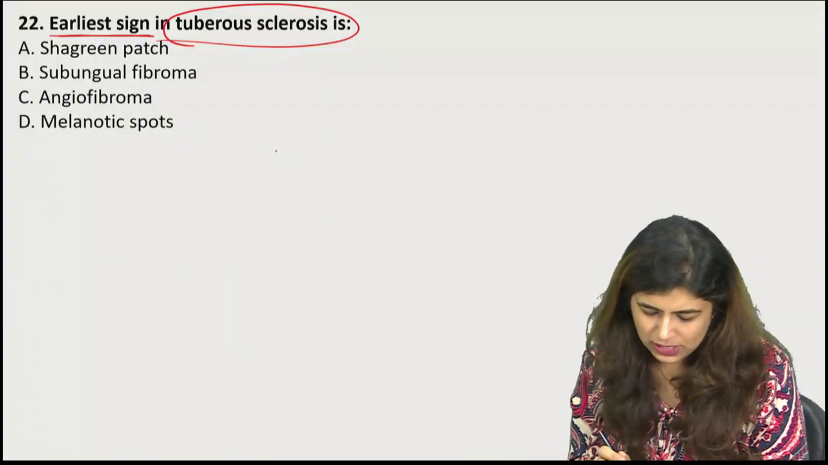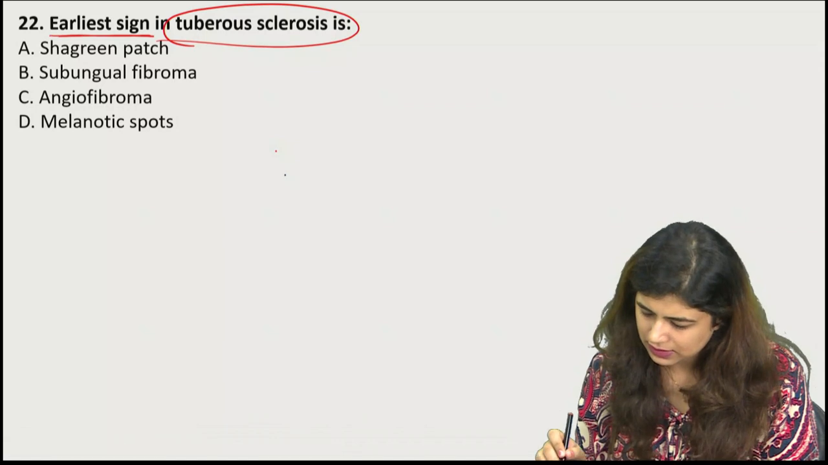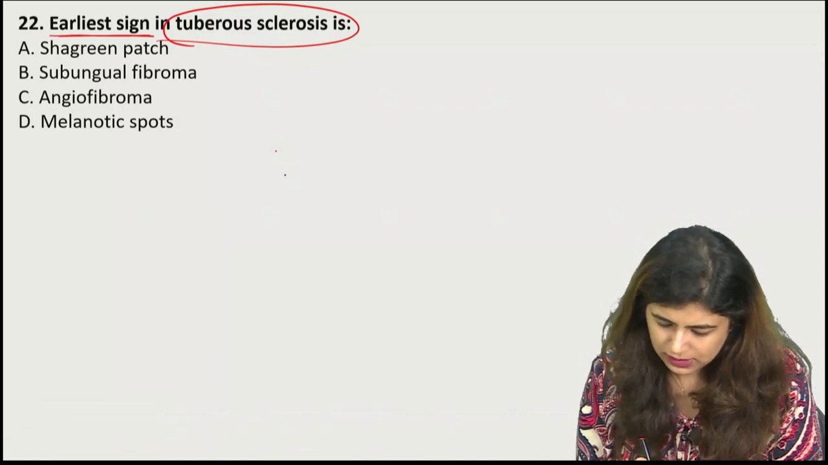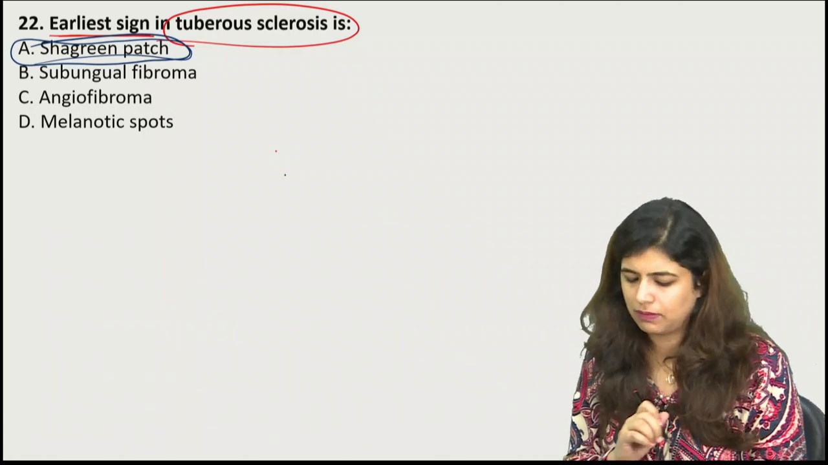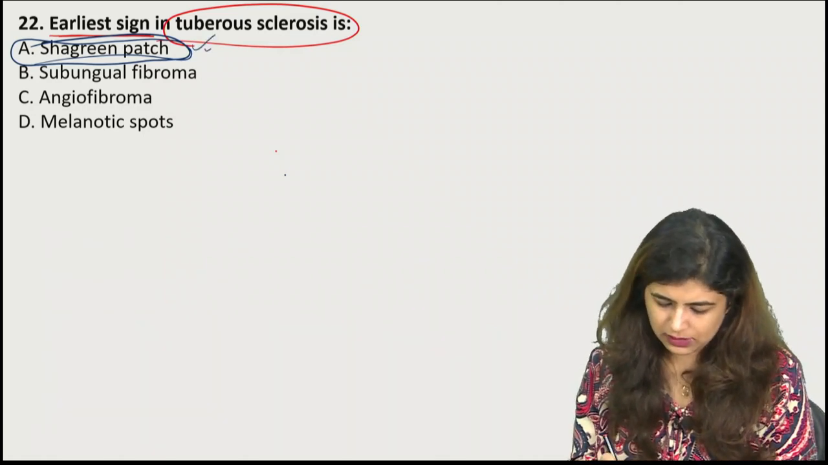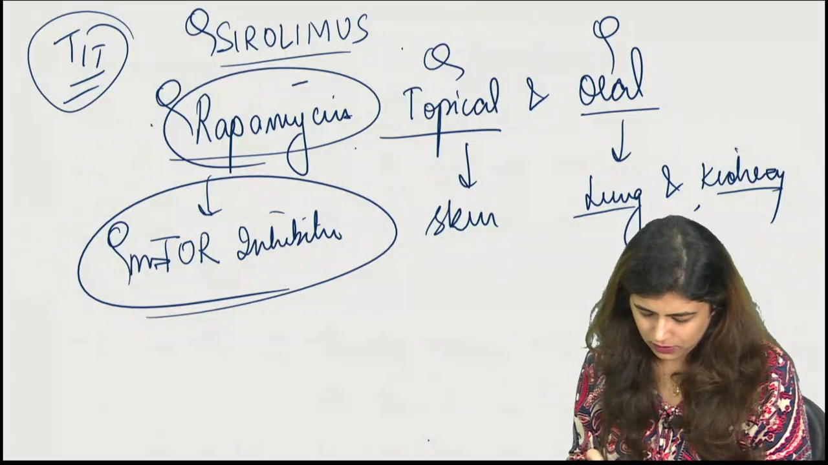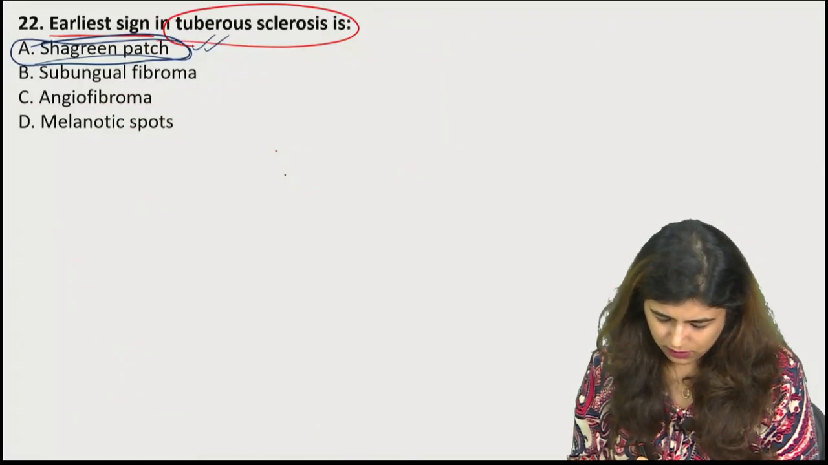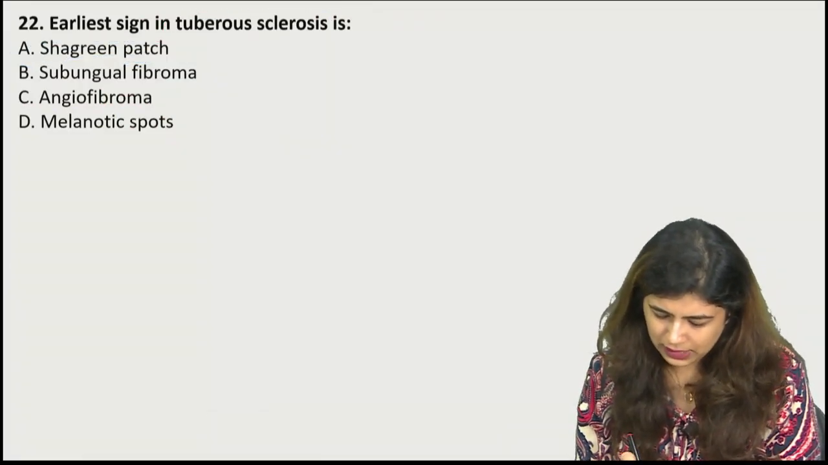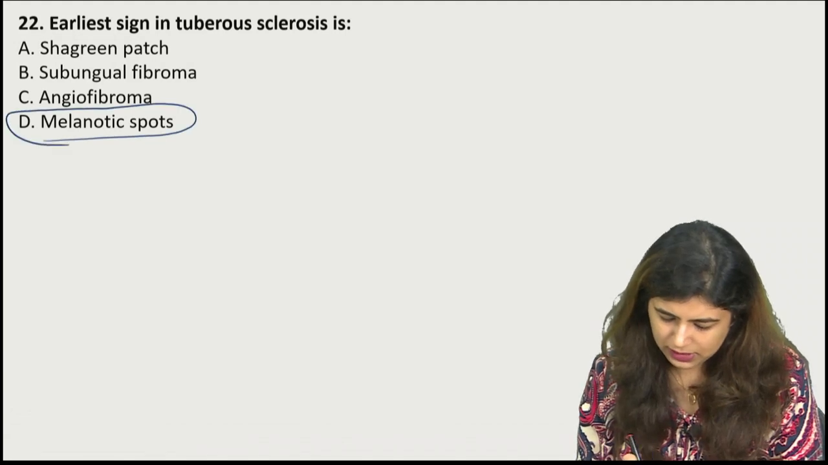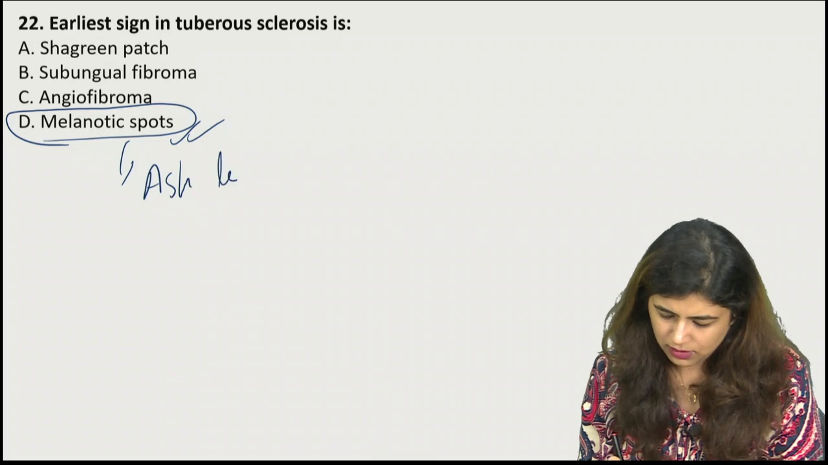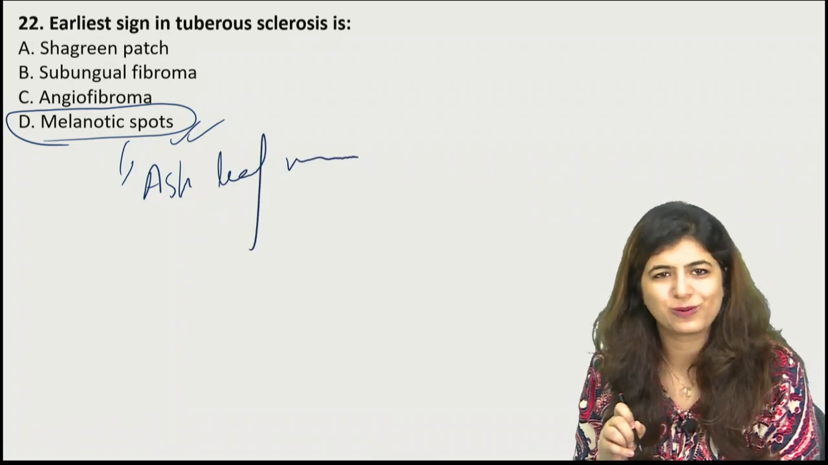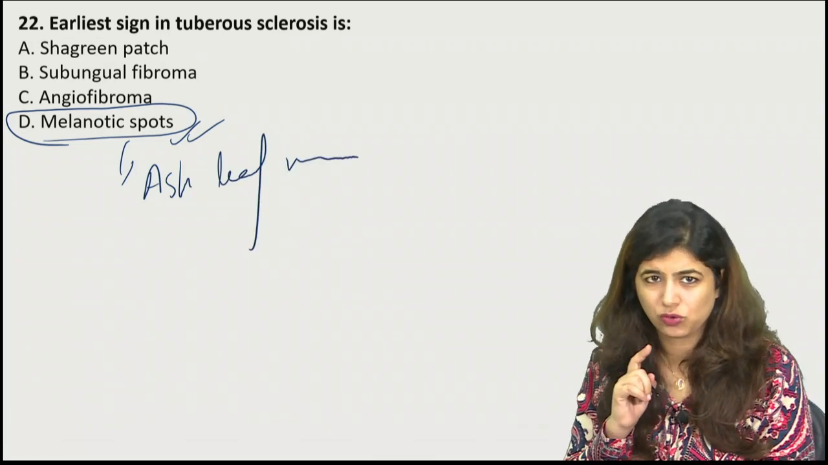So moving on to the question here. Earliest sign seen in tuberous sclerosis is a Shagreen patch. Answer A. Oops, sorry. Earliest sign seen in tuberous sclerosis is melanotic spot, which is another name for ash leaf macules. Sorry for the mistake. Please notice the change.